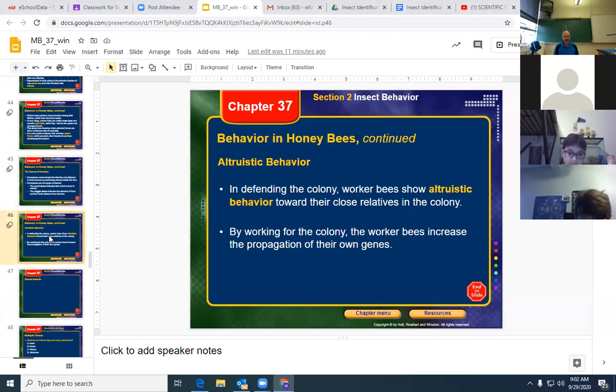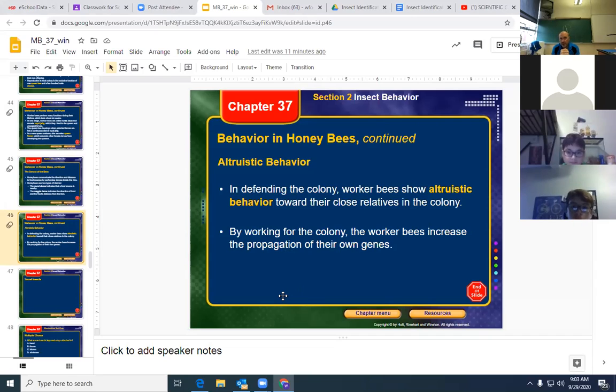Okay, now the last slide I have here is right here. Now, it says, in defending the colony, worker bees show altruistic behavior toward their close relatives in the colony. By working for the colony, the worker bees increase the propagation of their own genes. Propagation means to continue the line. So what I want you to understand is that bees will sting you and they die when they sting you. But the reason they'll do that, now think of this, all worker bees have the same DNA. They're all clones of the queen. They all have the same genetics as the queen, and so they're clones.